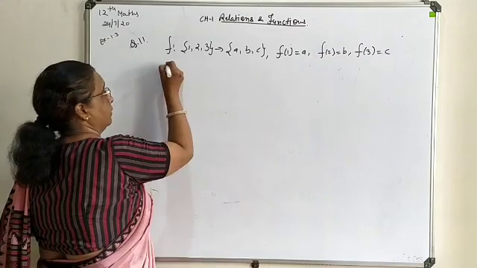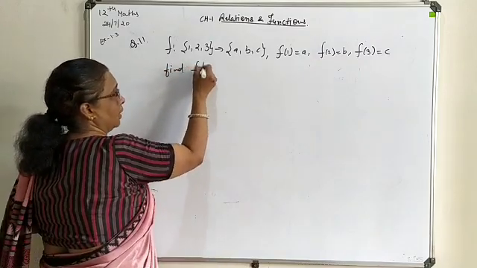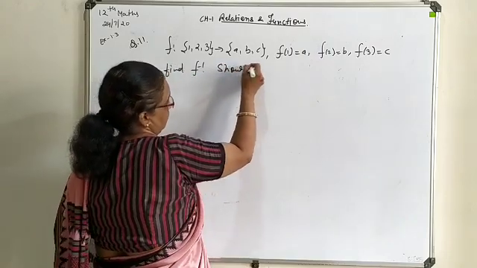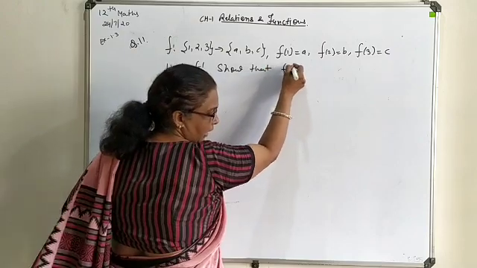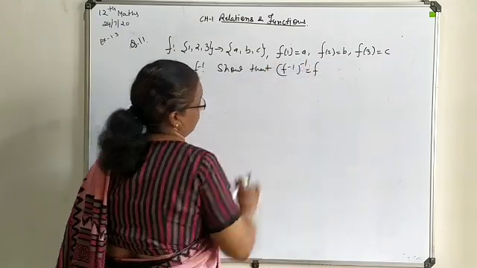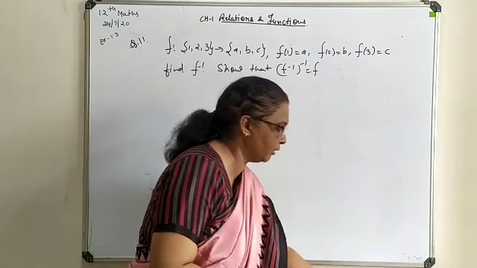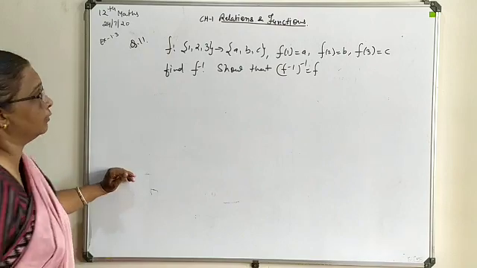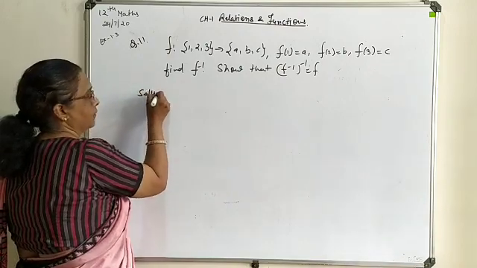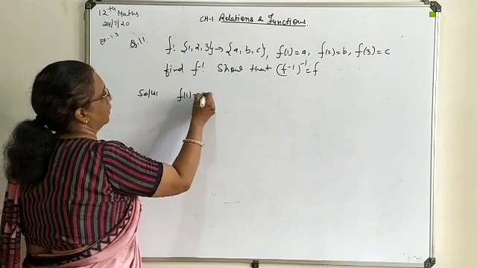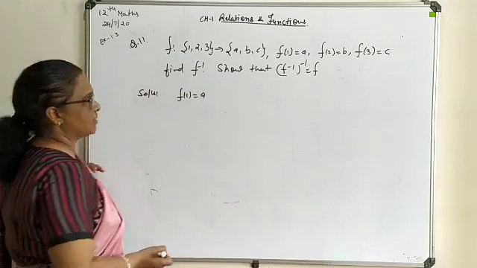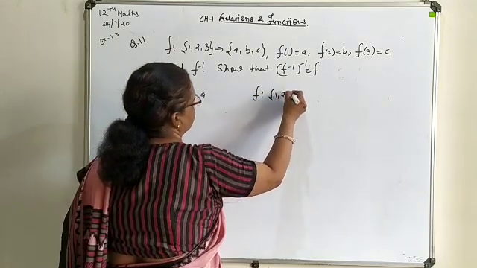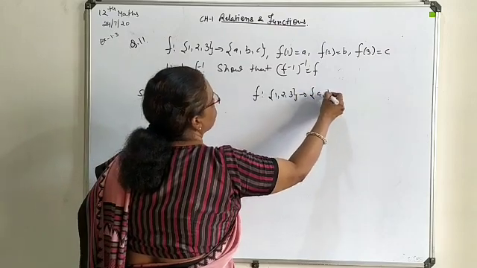Now first we have to find f inverse, and then you have to show that f inverse of inverse is f itself. So it contains two parts. So first of all we will write f inverse on the basis of the given function. First we start with f(1) equals A. If you are going to define inverse, means in reverse order, as your function is being defined from 1, 2, 3 to A, B and C.